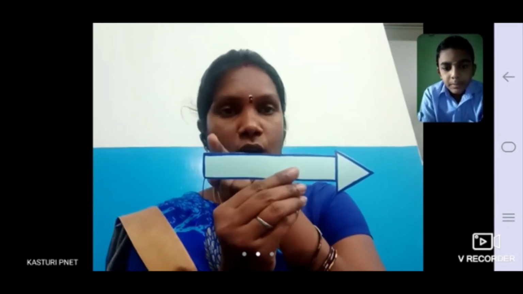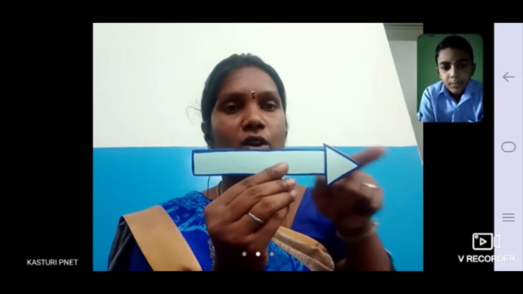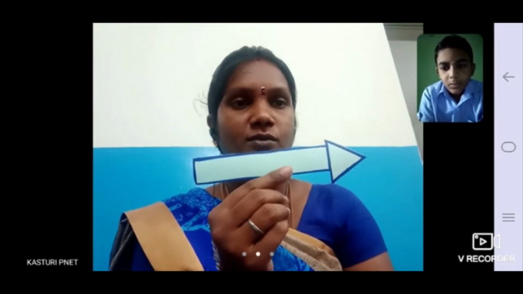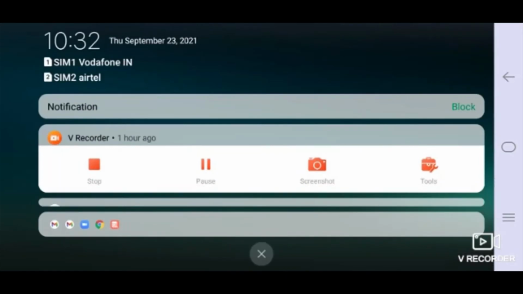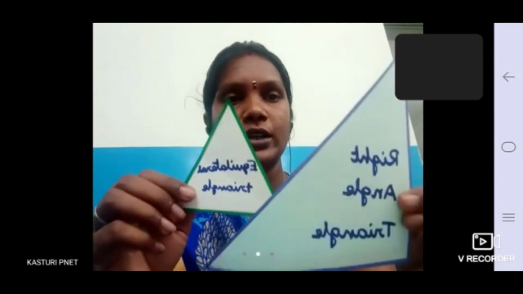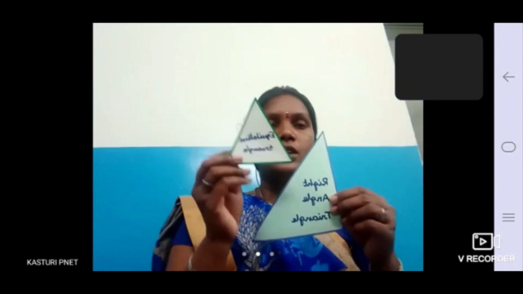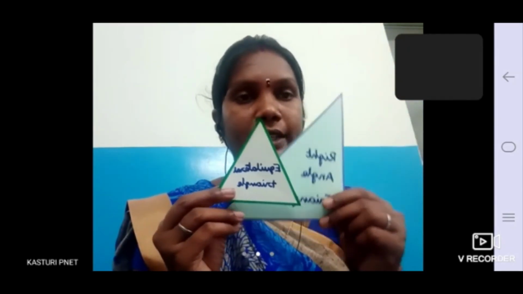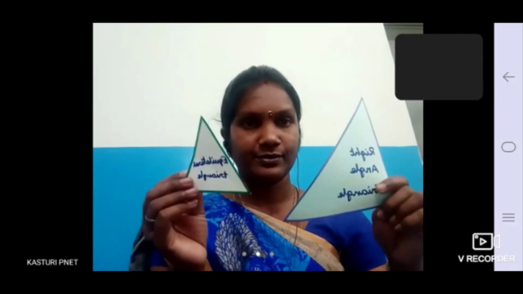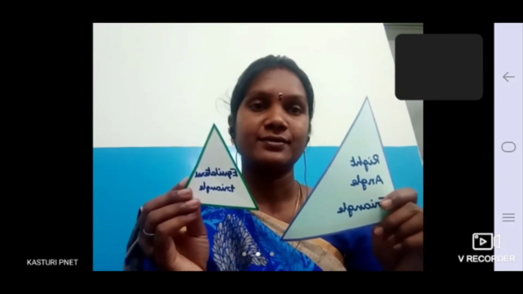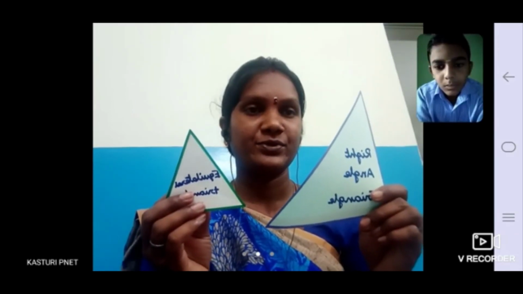Sachin, have you understood? Here I have one equilateral triangle and one right angle triangle. Can you measure the degrees in these triangles? How do you measure this triangle? Can you show your triangle now? Very good, super Sanjan. Now just take your protractor.